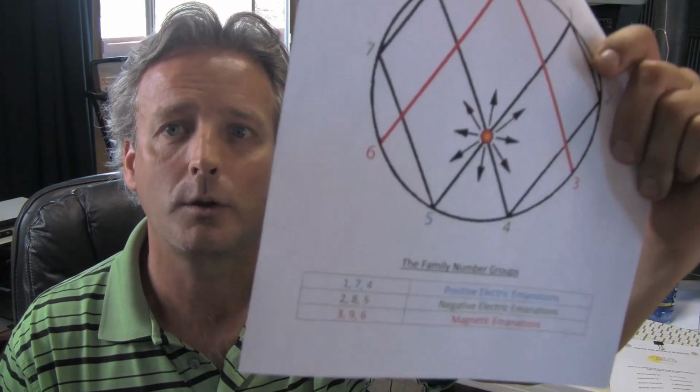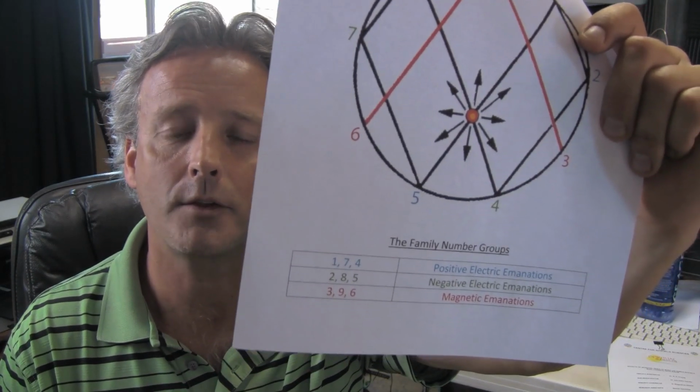There are a couple more things that I want to show you about the 432 before I go further, but I just want to clarify. I hope I have made my point. The family number groups on Marko's work, the 1, 7 and 4, the 2, 8 and 5, and the 3, 9 and 6, they are not frequencies.